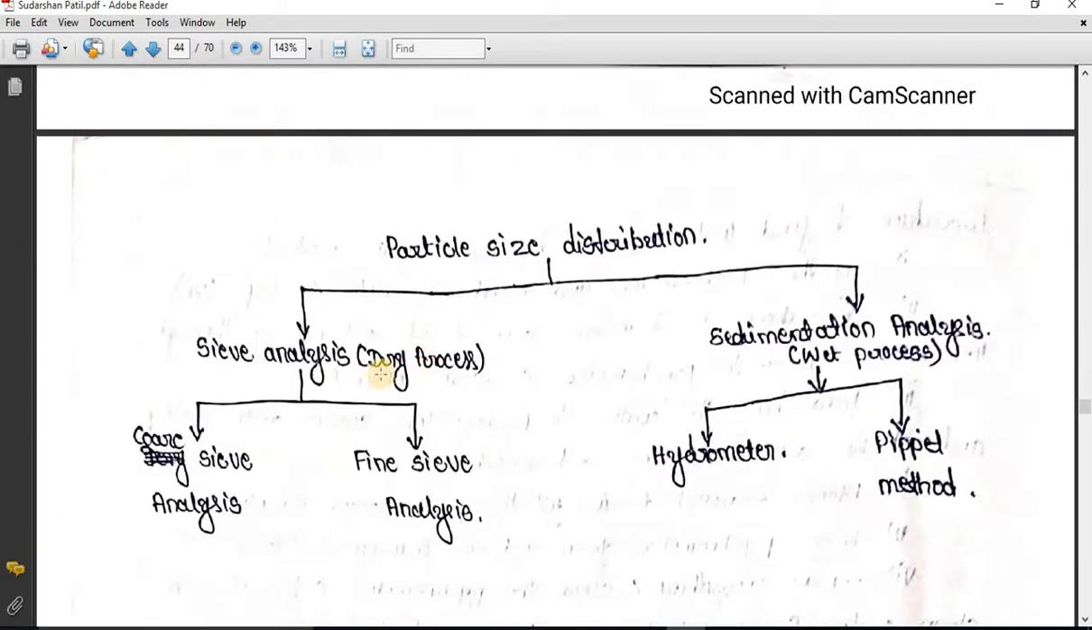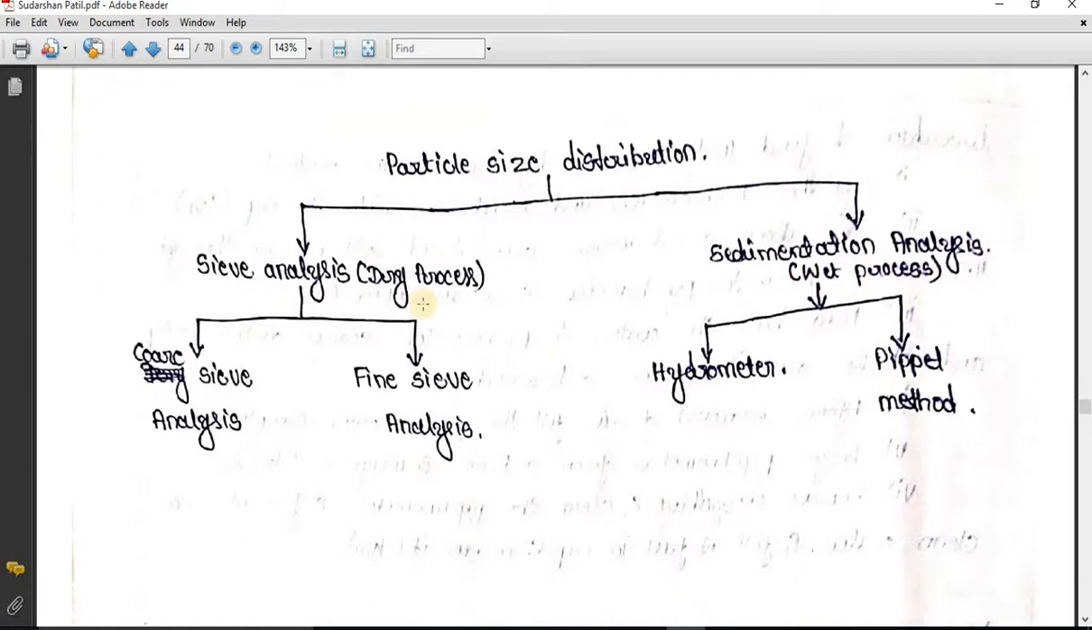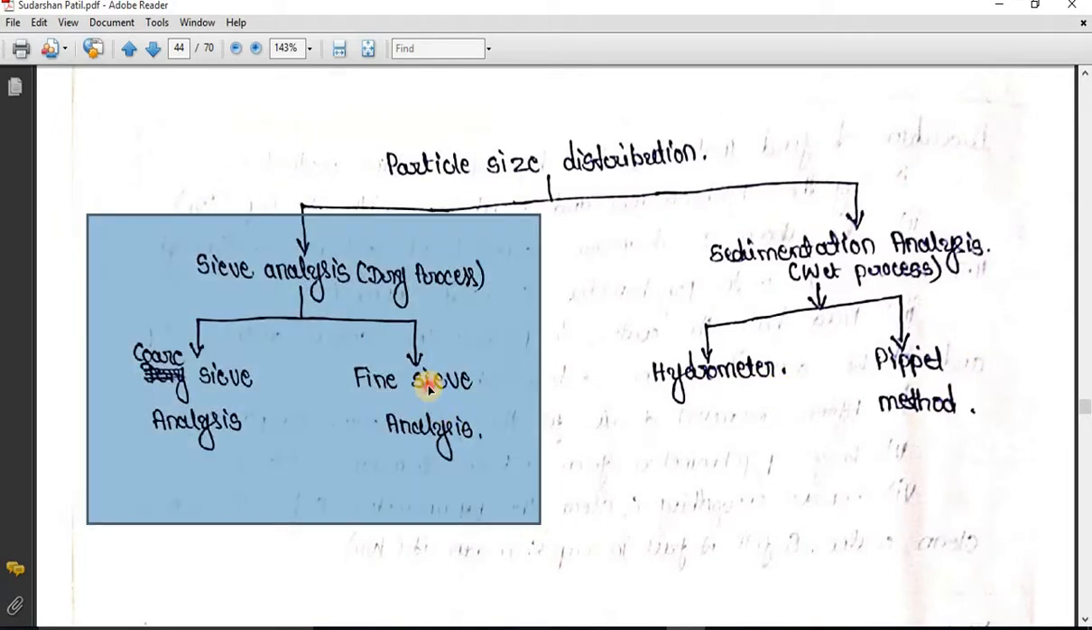So sieve analysis is called the dry process, and sedimentation analysis is called the wet process. In sieve analysis, there are two sub steps, coarse sieve analysis and fine sieve analysis. I am going to tell about these two later. In sedimentation analysis, we can perform it by the hydrometer method and the pipette method. We'll concentrate on sieve analysis first.